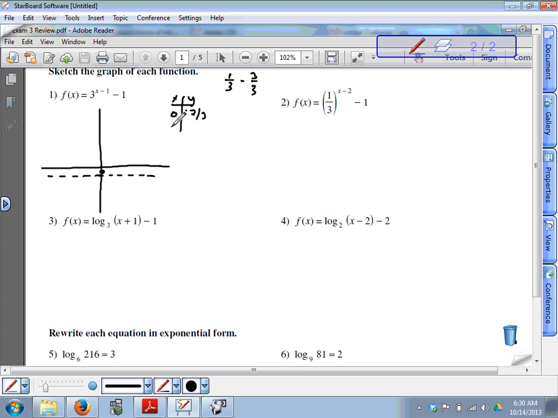If we let x equal 1, 1 minus 1 is 0, 3 to the 0 is 1, 1 minus 1 is 0, and if we let x equal 2, 2 minus 1 is 1, 3 to the 1 is 3, minus 1 is 2. This is an example of an exponential growth function.